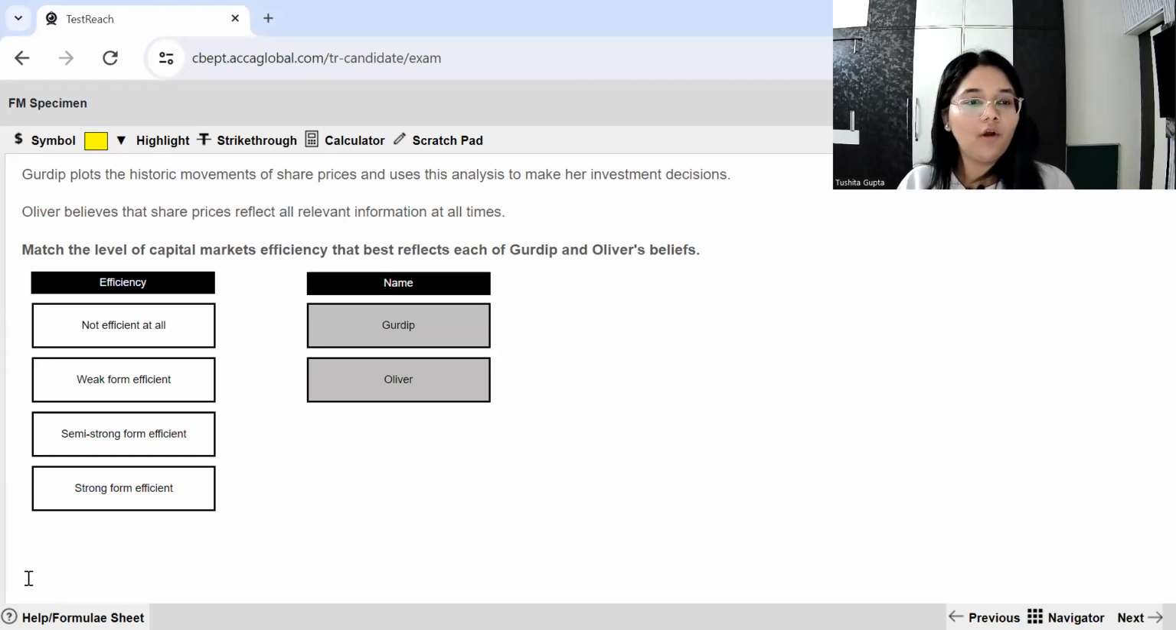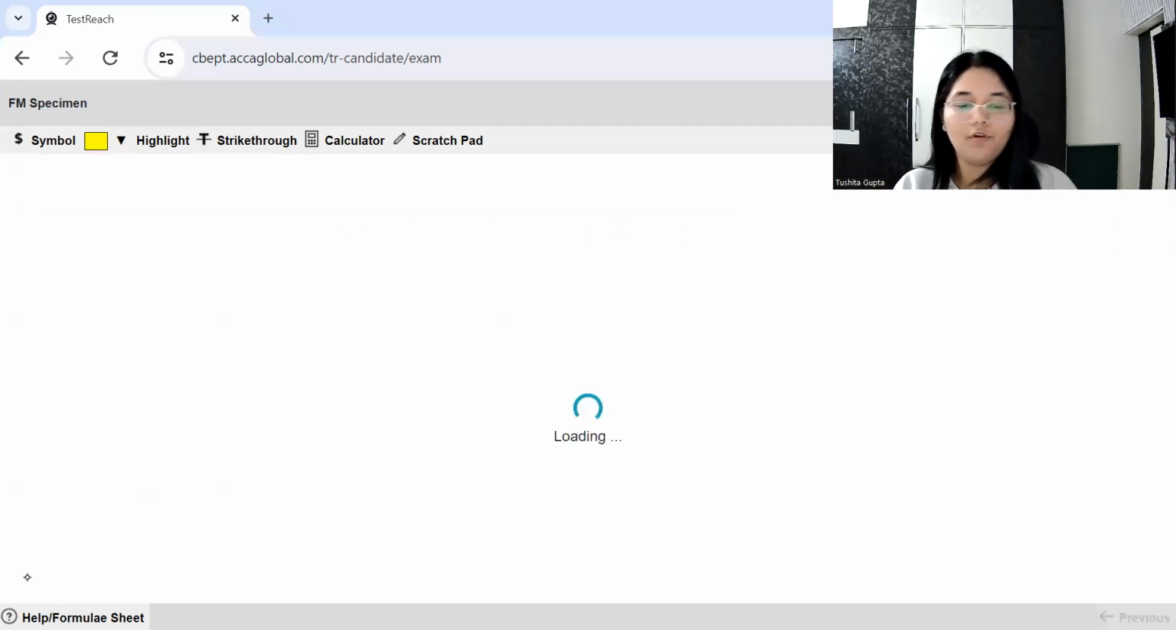And the second for Oliver. Oliver believes that share prices reflect all relevant information at all times. So that means he is thinking that the market is constantly going to absorb any and every information that comes in the market. So that means he is thinking that the market is strong form efficient. So you will pick up strong form efficient from here and you will drop that to Oliver. With this, we move on to the next one.